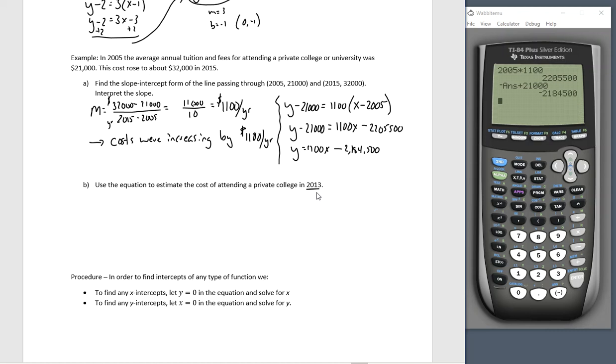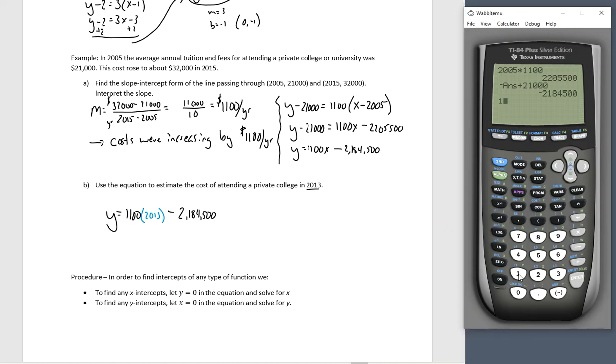Let's see. In 2013, I'll get y equals 1,100 times 2013 minus 2,184,500. Now this number right here, this huge y-intercept, 2 million, that's why we generally scale back our x values. If our x value was a 5 instead, it's much easier to multiply 5 by that 1,100.